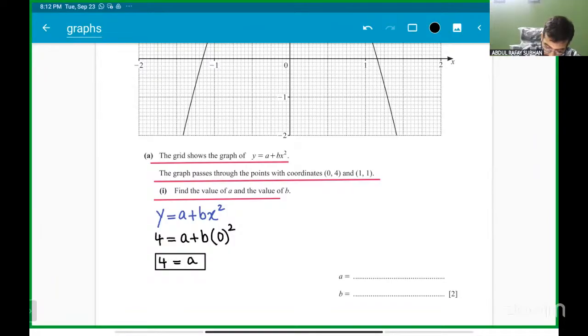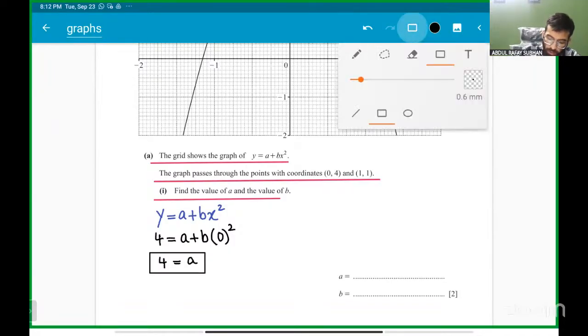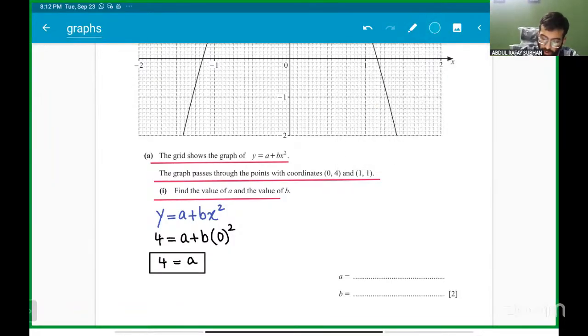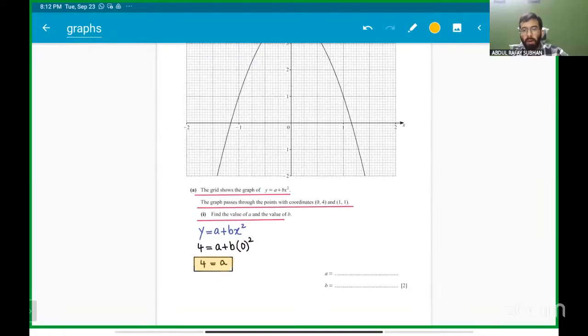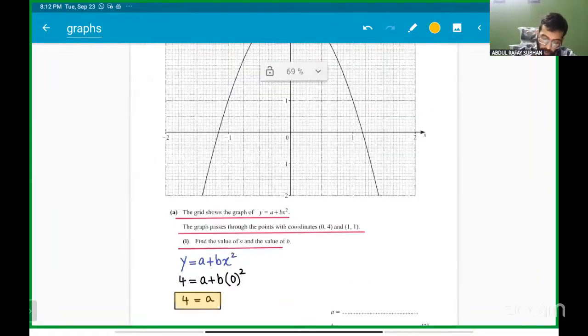Any doubts, any questions, anyone? Is it clear, students? Understood? So we got the value of a equals 4. That is part A, part 1 done. The value of a will be 4.